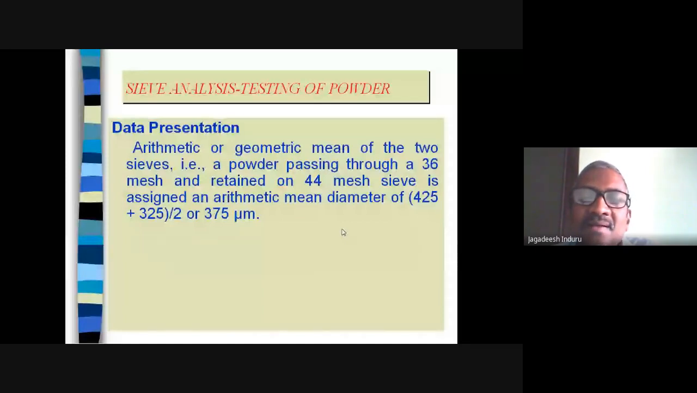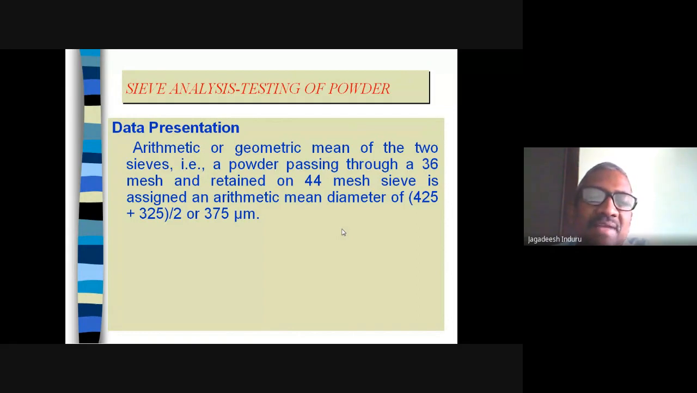It means the material which is present in 44 has passed through 36 and is retained in 44. It means it has a size less than 425 and more than 325. The average is 375. Like that, we need to analyze the average diameter of a given powder by taking the weight of the powder in between the two sieve numbers.